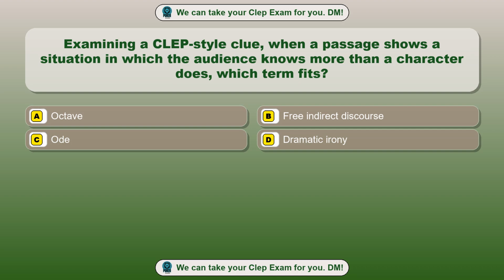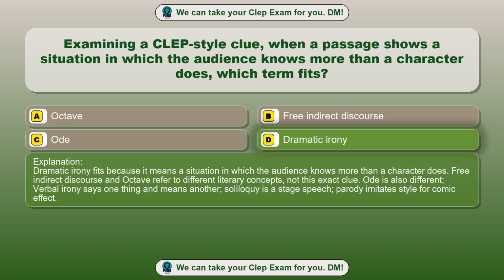Question 40. Examining a CLEP-style clue. When a passage shows a situation in which the audience knows more than a character does, which term fits? Option A. Octave. Option B. Free indirect discourse. Option C. Ode. Option D. Dramatic irony. The correct answer is option D. Dramatic irony. Dramatic irony fits because it means a situation in which the audience knows more than a character does. Free indirect discourse and octave refer to different literary concepts, not this exact clue. Ode is also different. Verbal irony says one thing and means another. Soliloquy is a stage speech. Parody imitates style for comic effect.